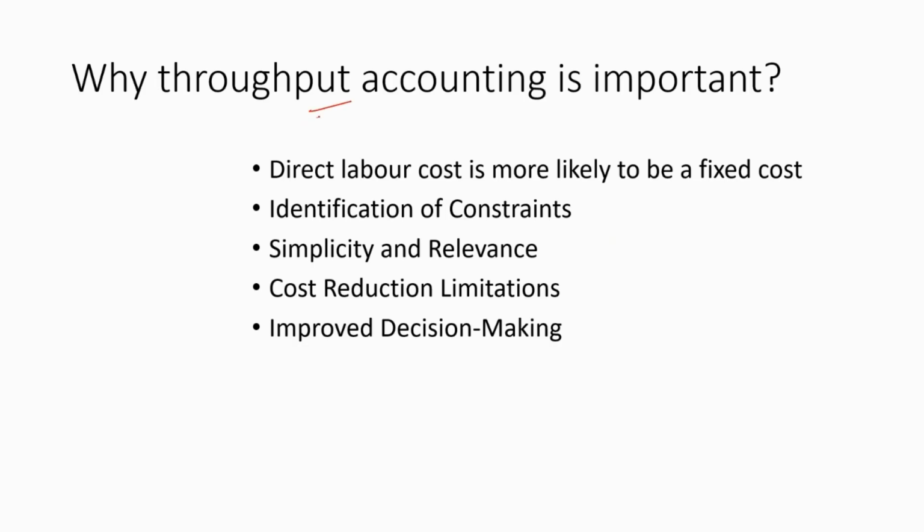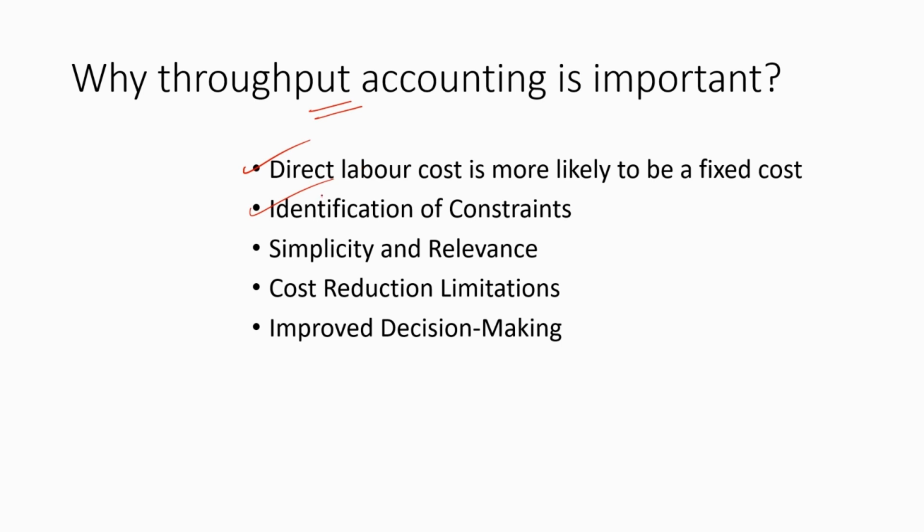Now let's discuss why throughput costing is important. As we discussed earlier, direct labor cost is more likely to be a fixed cost. Under marginal costing, we considered direct labor cost as a variable cost. But in the modern day business environment, direct labor cost is more likely to be a fixed cost. So we can use throughput accounting when the direct labor cost is a fixed cost.